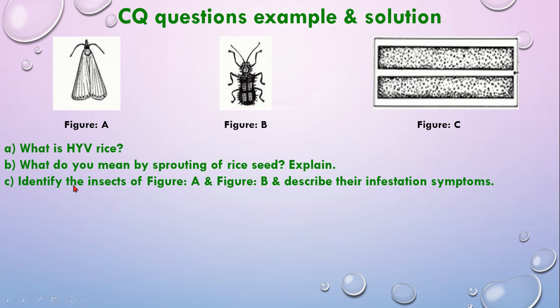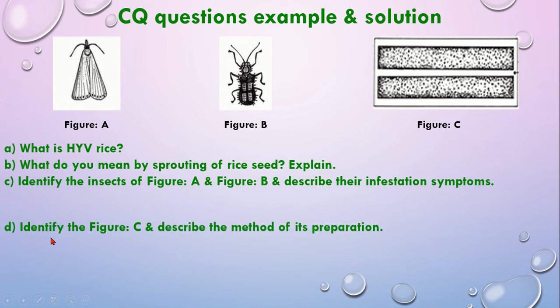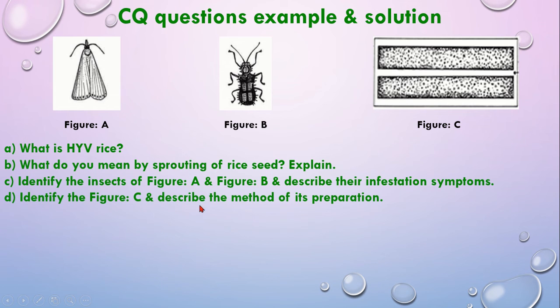Next question is identify the insect of figure A. You have to identify the insects in figures A and B and describe their infestation symptoms. So next question is identify the figure C and describe the method of its preparation. So what will be the answer?